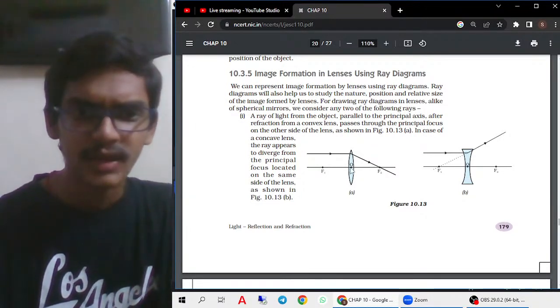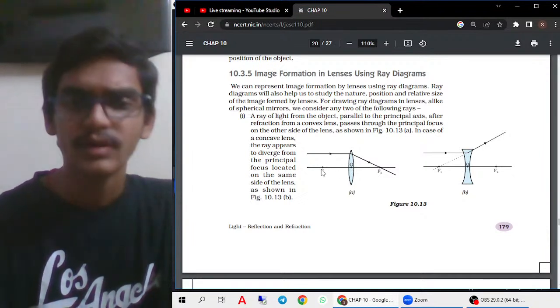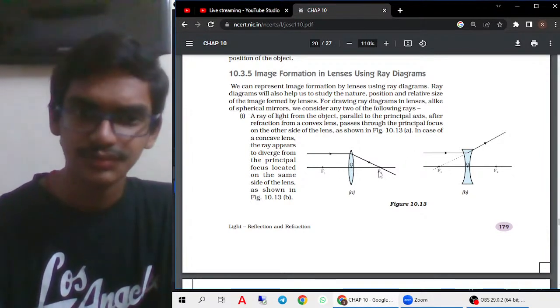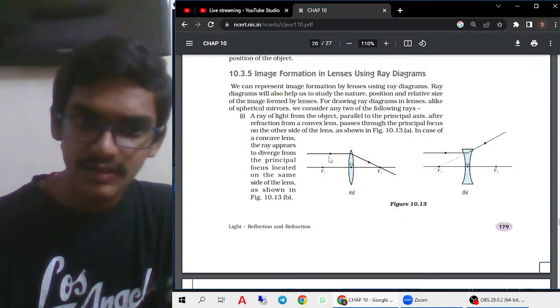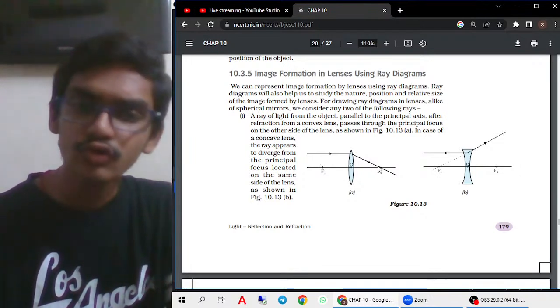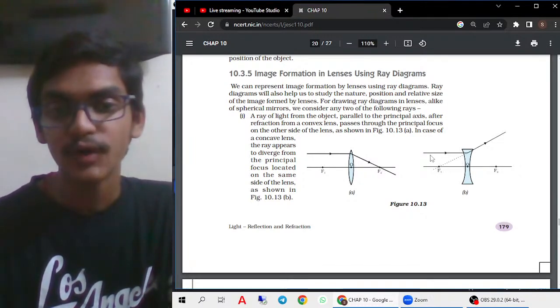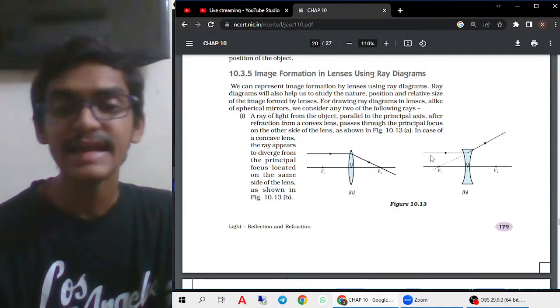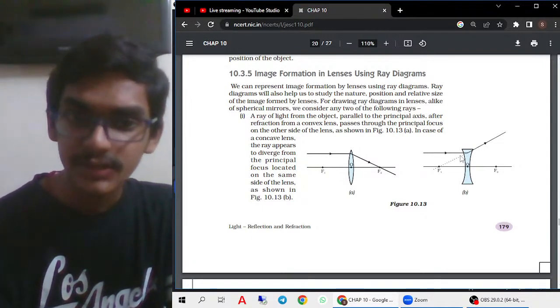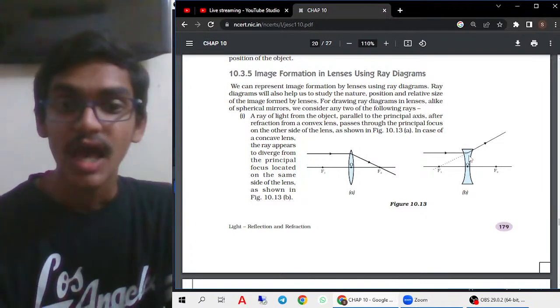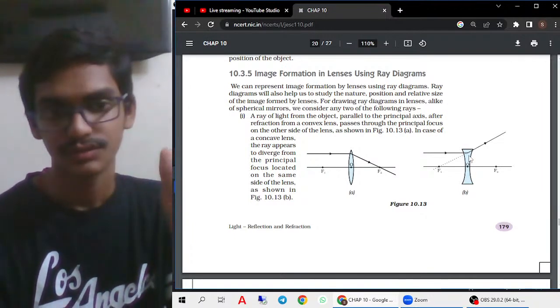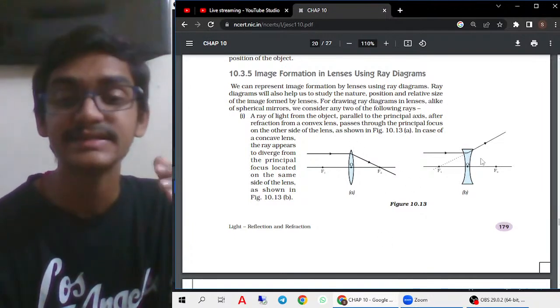This is optic center, and this is the focus, F1, and this is F2. The light ray, when it is traveling parallel to the principal axis, after striking the lens, will move through the focus. The next important point is that when the light is traveling parallel to the principal axis in a concave lens, after striking the lens, it will diverge. So here it is converging and here it is diverging.